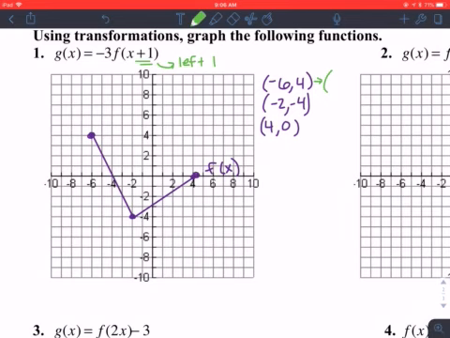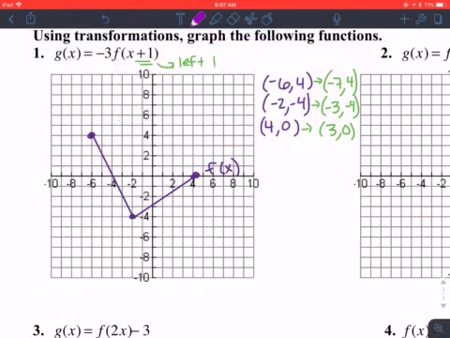from negative 6, I'll now be at negative 7. My y value is not changing here. From negative 2, I'll now be at negative 3. My y value is staying the same. And from 4, I'll now be at 3. So we're taking those and shifting them left 1.